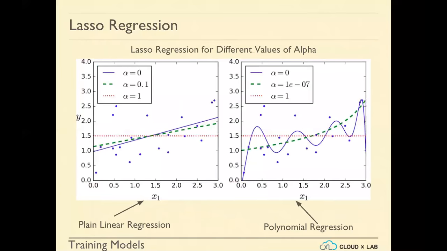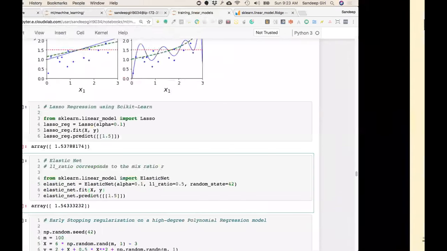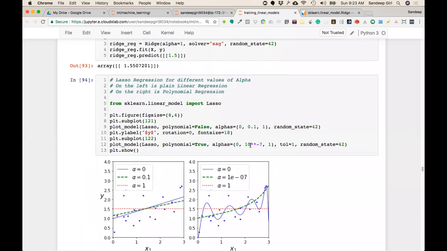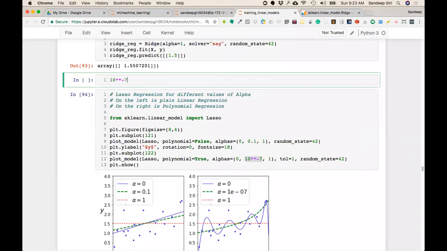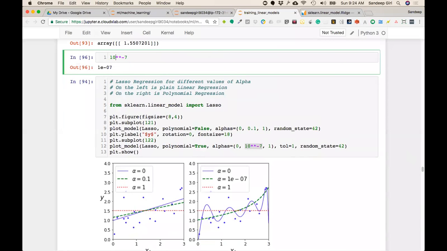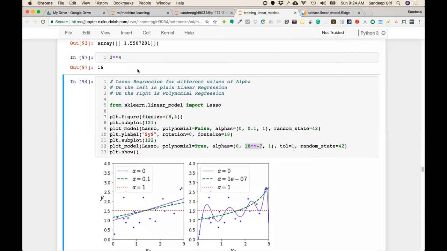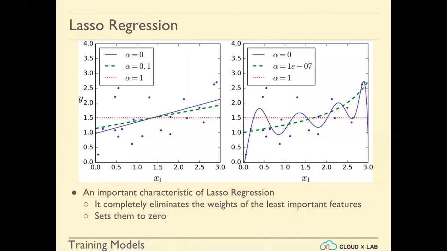Yeah, that's correct. Here, what you see is essentially 10 to the power minus 7. Okay? So if you see this, basically, it's like saying 2 to the power 4. All right? Great. So you're right.